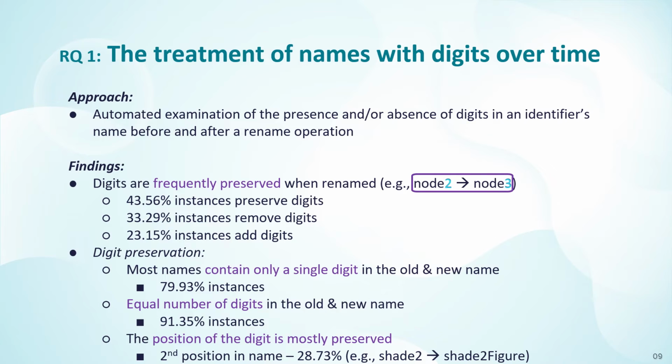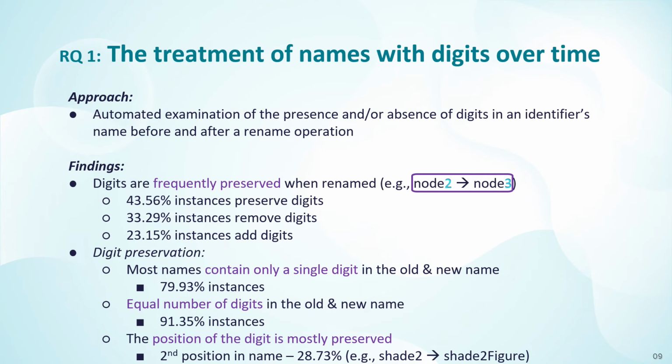As seen in the first example, there is still a digit in existence in the new name after the rename operation has occurred. Next, on analyzing all instances of preservation, we see that most names contain only a single digit in the name. The number of digits in the old and new name are usually the same.